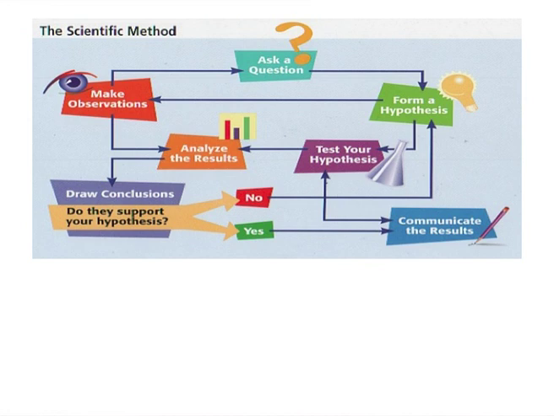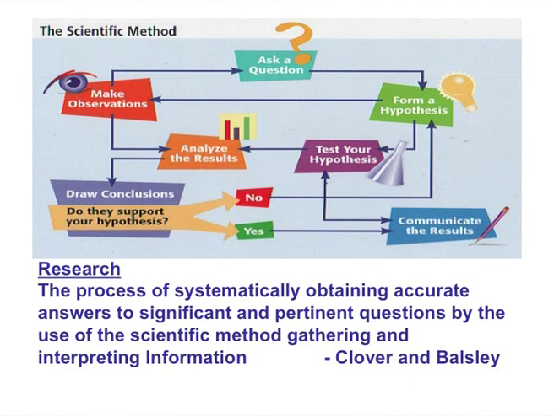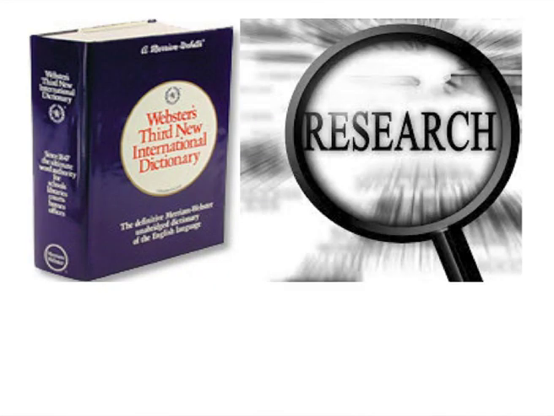Whereas Claver and Beasley defined research as the process of systematically obtaining accurate answers to significant and pertinent questions by the use of the scientific method of gathering and interpreting information. This simple definition refers to the systematic approach and scientific method to be adopted for finding answers to pertinent questions.